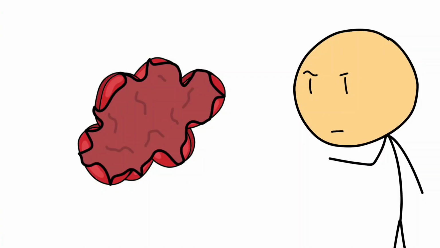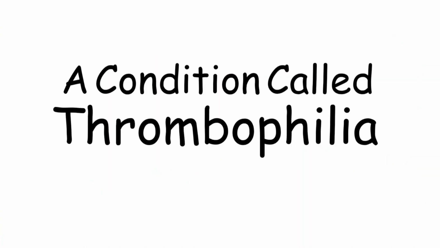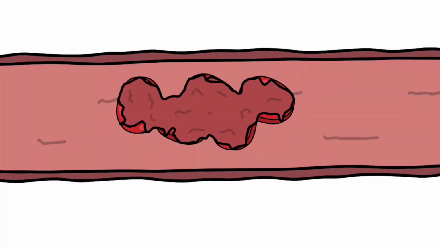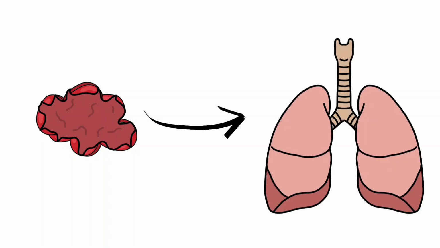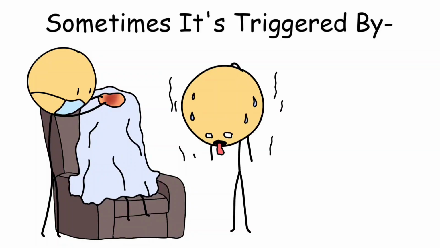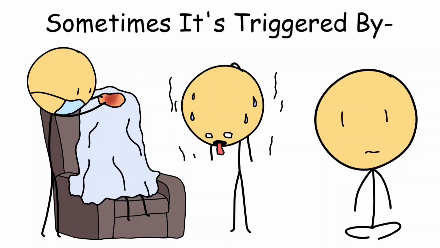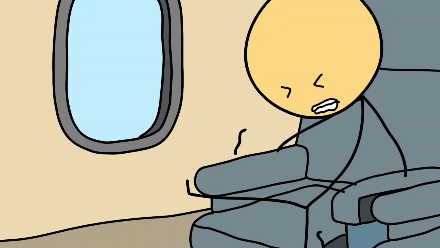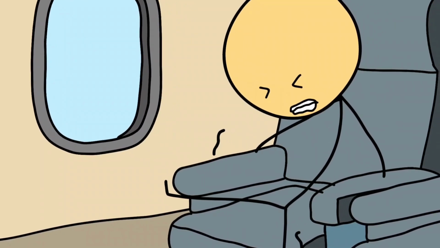Let's start with too much clotting, a condition called thrombophilia. Here, your body forms clots even when there's no injury. Those clots can travel to the lungs, heart, or brain, leading to pulmonary embolisms, heart attacks, or strokes. Sometimes it's genetic. Sometimes it's triggered by surgery, dehydration, or long hours of sitting still, like on a cross-country flight. Yes, that's why stretching your legs on a plane isn't just advice, it's survival.